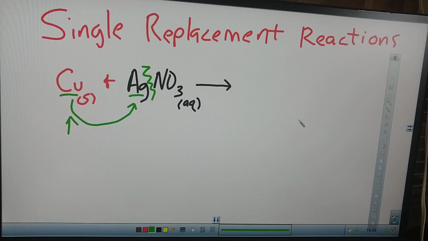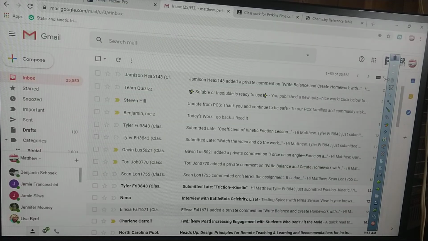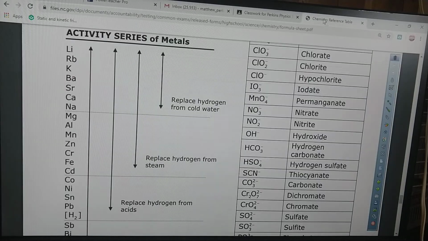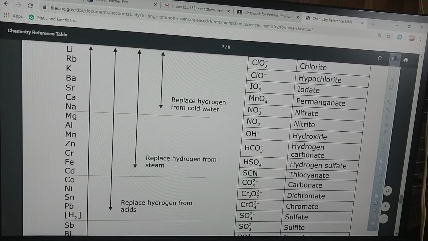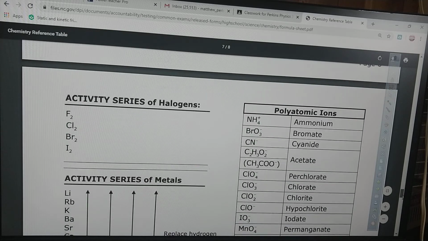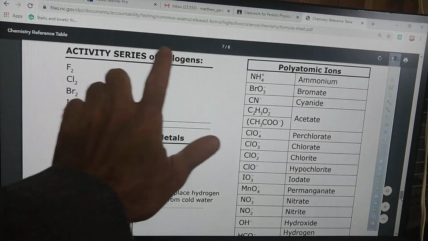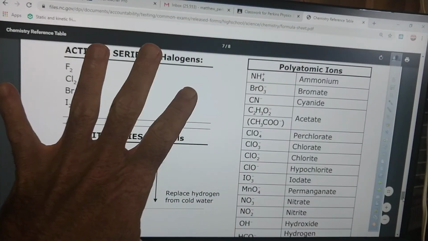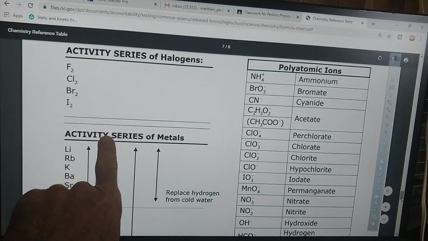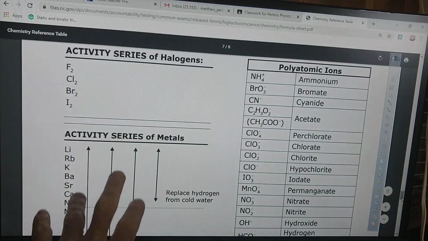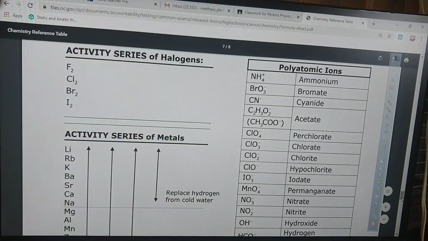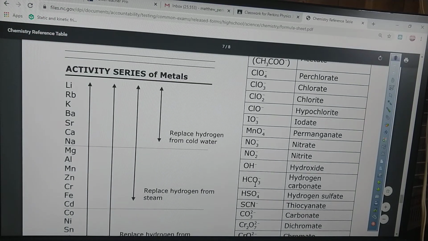Now, luckily, we can look in our chemistry tables. I think this is page 7. Yeah, we're on page 7. On the left side of the page, you'll see there's an activity series, and that tells you how active the metals are. These are the metals down here, and at the top of the page, those are the halogens. We'll do those later. Not any harder, not any easier.